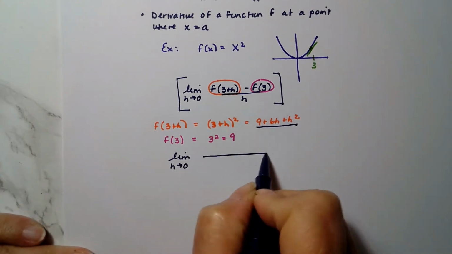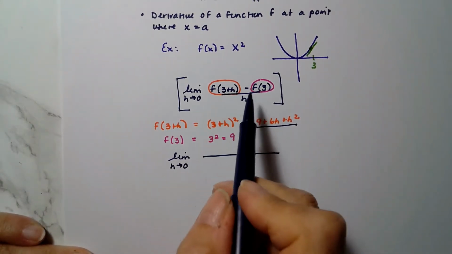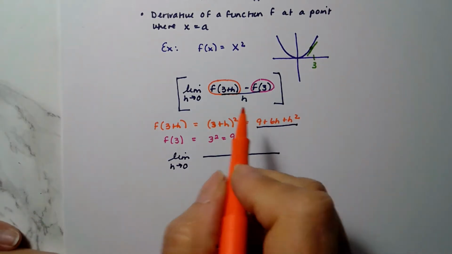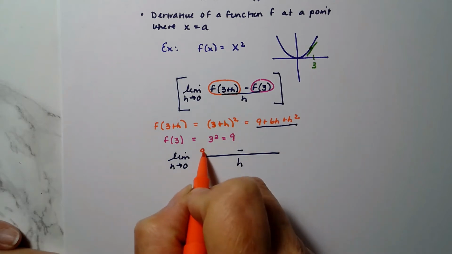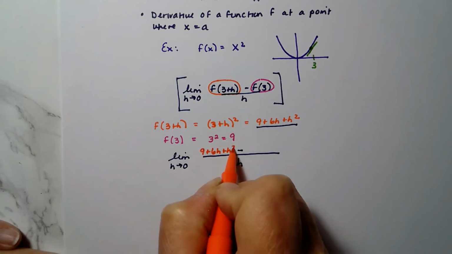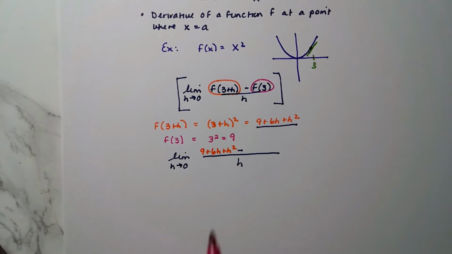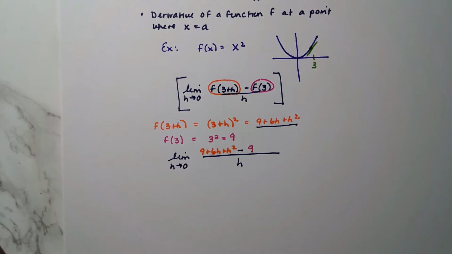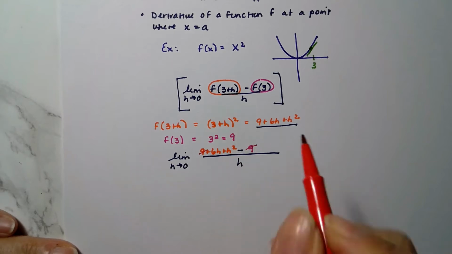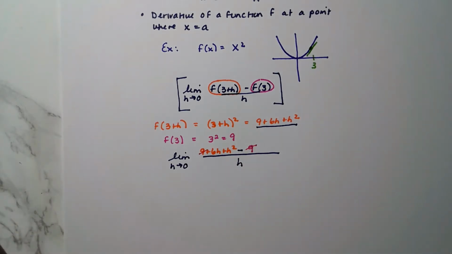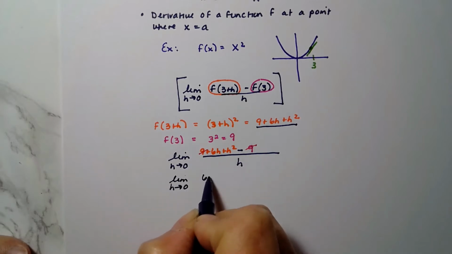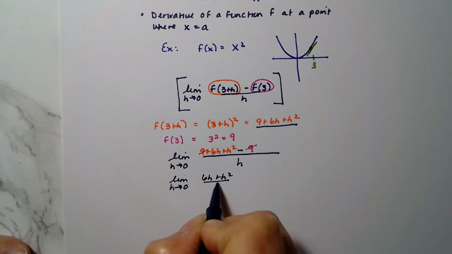Actually, let me do this. There's a minus in the formula, right? So this is in the formula, this is in the formula, the minus is in the formula. All I'm going to do is replace this with this, so 9 plus 6h plus h squared, minus, and I'm going to replace this with 9. Okay? And what you notice, very nicely by the way, is that the 9's are going to cancel. So we can rewrite this as the limit, as h approaches 0, of 6h plus h squared all over h.